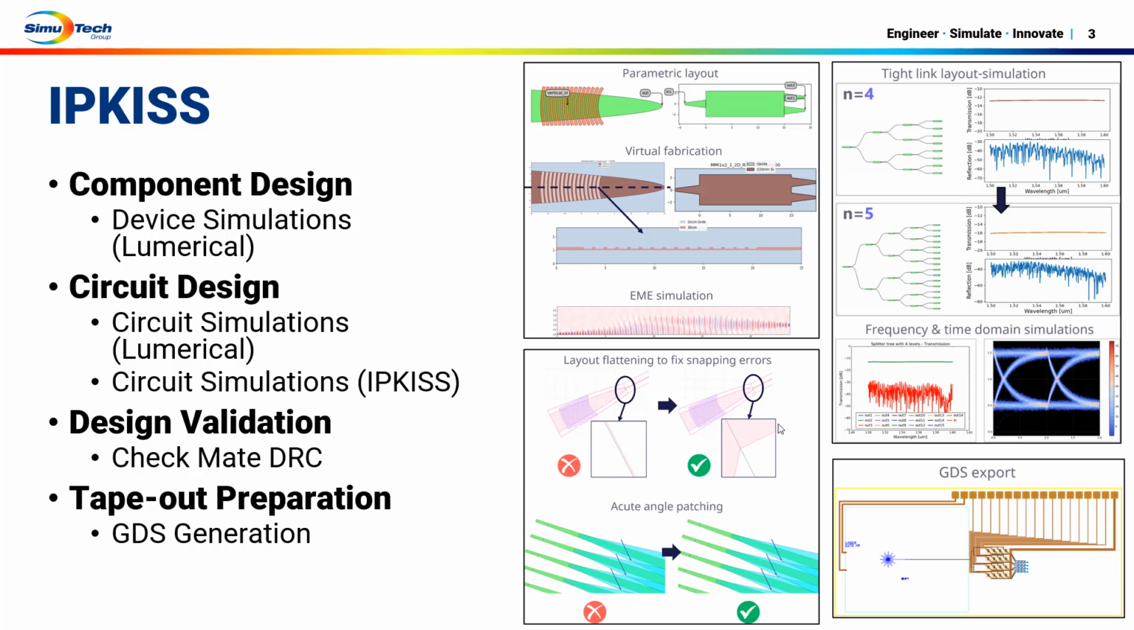So the main categories that IPKISS can handle are component design, which it connects to Lumerical for, circuit design, which it can perform either in its own software, IPKISS Canvas, or as an exported S-parameter file for Lumerical INTERCONNECT. It also connects to another software that Luceda offers called Checkmate for design validation. And then finally, it can also do a lot of GDS generation or tape-out preparations. This includes connectivity tests and other really great features.